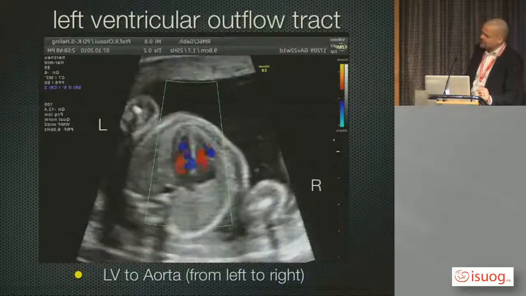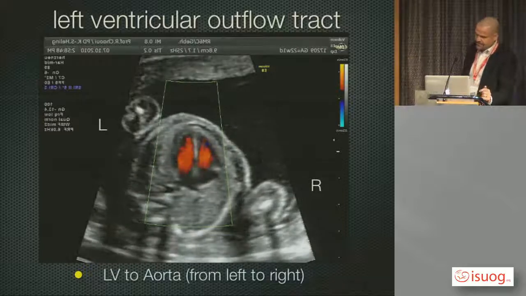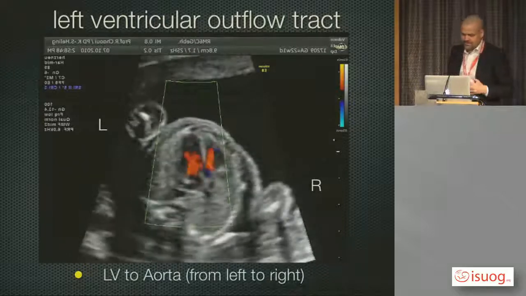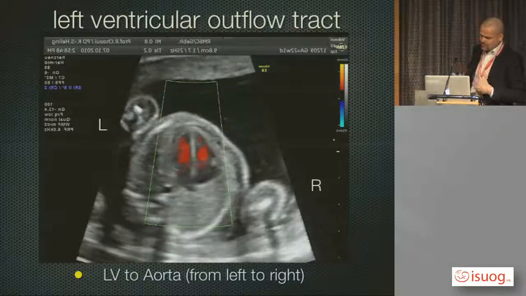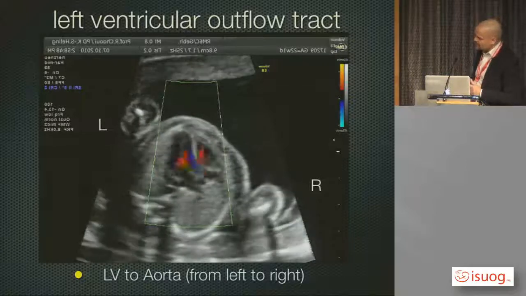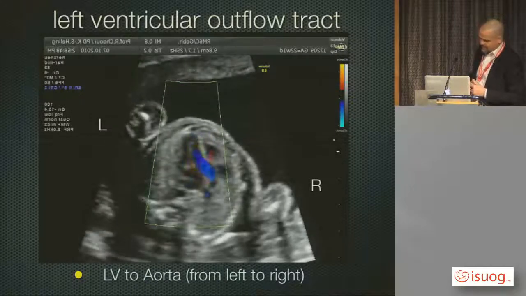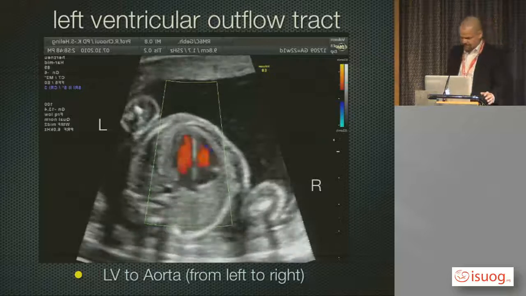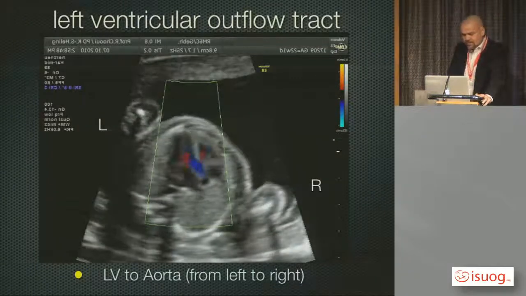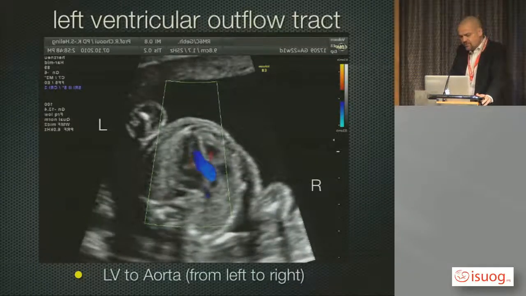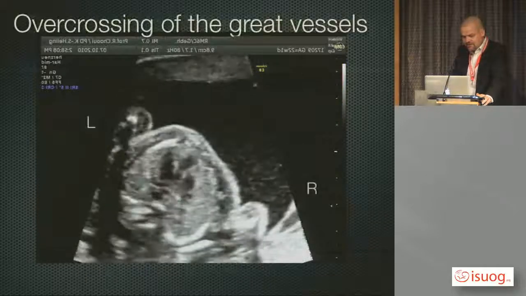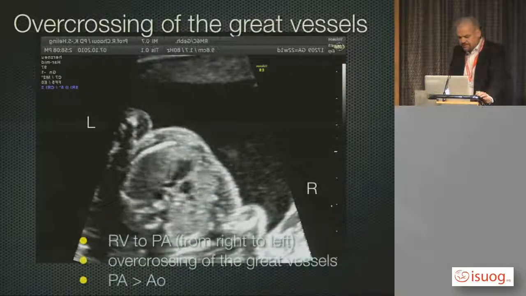and with color, clearly you can see in red the diastolic filling of the ventricles, and in blue the normal blood flow into the great artery, the aorta, going to the right side of the heart. Then you switch your transducer towards the fetal head, and you will see the overcrossing of the great vessels.